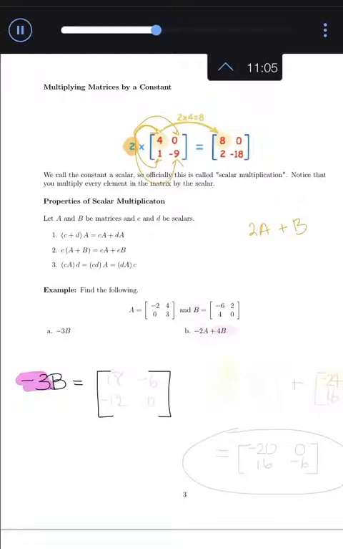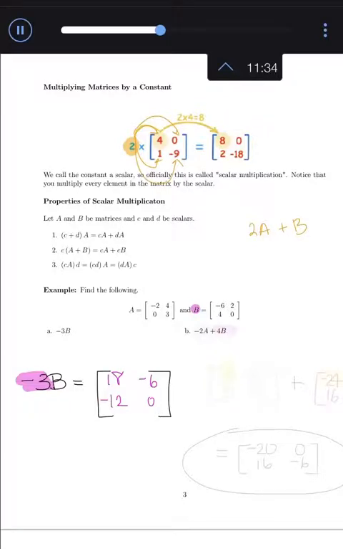So let's take our matrix B and multiply it by a -3. -3 times the first entry, which is a -6, will give us 18. -3 times the 2 on the second entry gives us a -6. -3 times the next entry gives us a -12. And the last entry is 0, so -3 times 0 is still 0. And we're done.